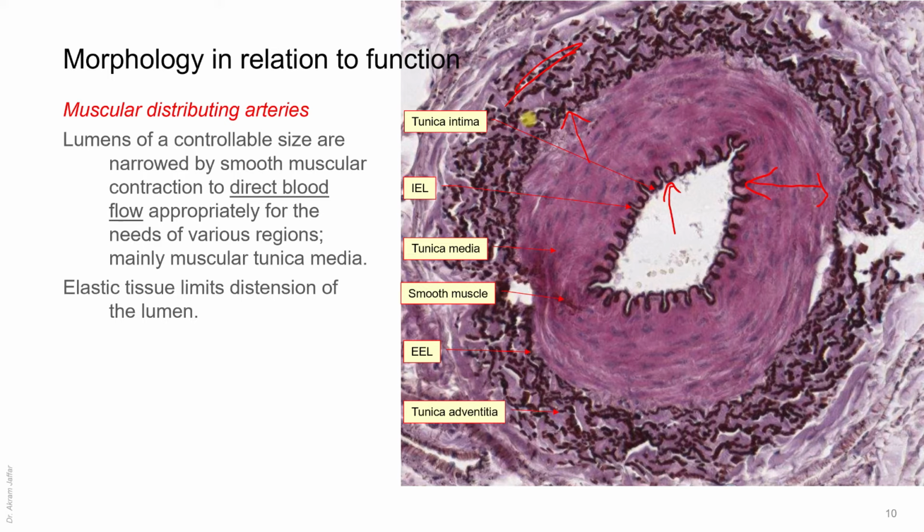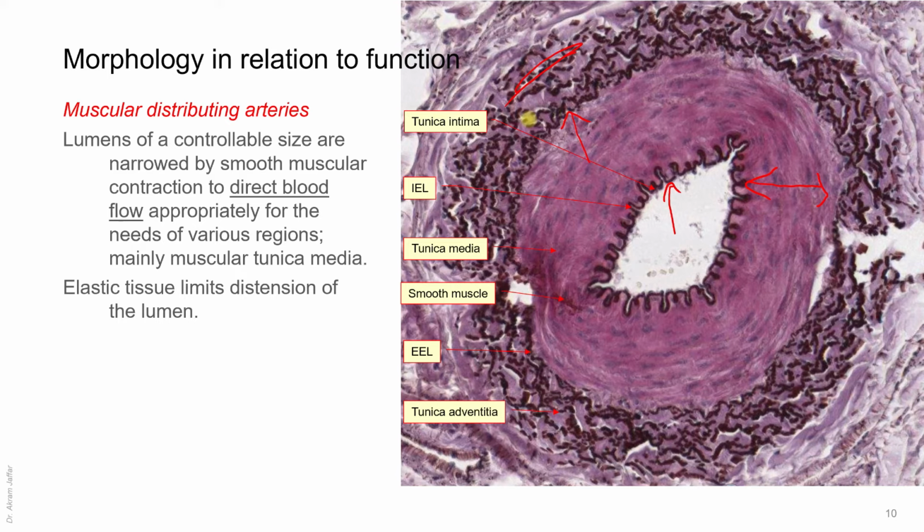And these are called distributing arteries because they direct the blood flow, as I mentioned in the example of directing blood flow from the GI to the heart and to the skeletal muscle fibers at the times of fight or flight.